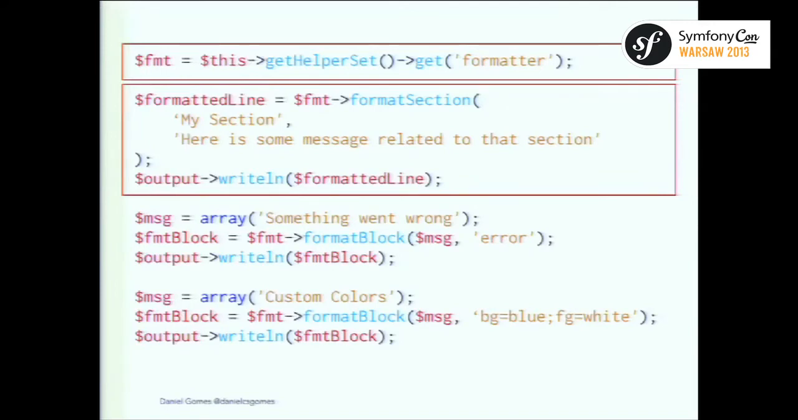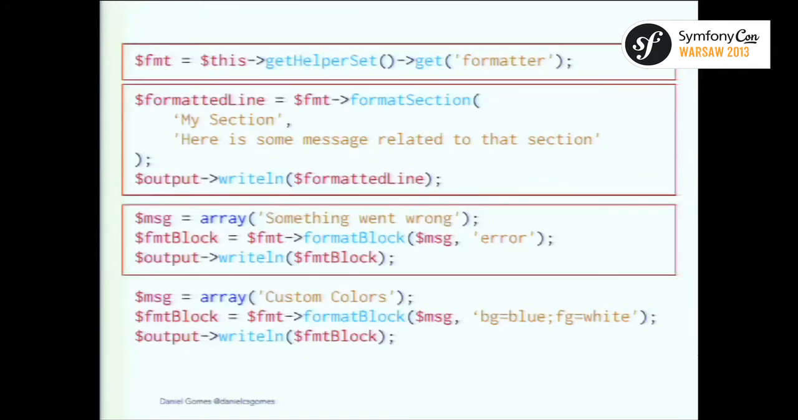Basically, the format section allows you to have a section, whatever you want. In this case, I have my section, but you can have for instance, database and every output of the database, and you can have logger and every output of the logger. You can split them by sections. It's quite easy. And the second argument is the message that you want, and you just output it, and it's done. Let's see the format block.